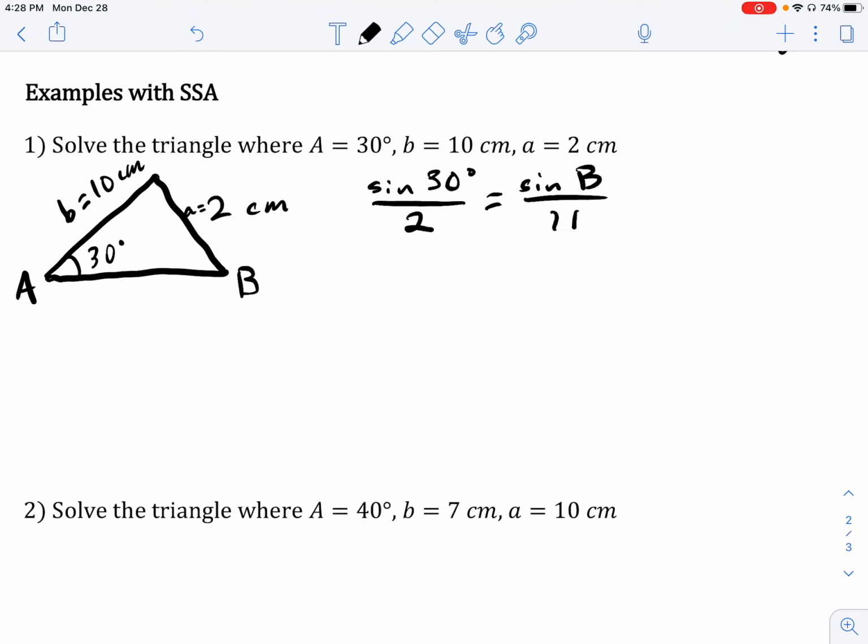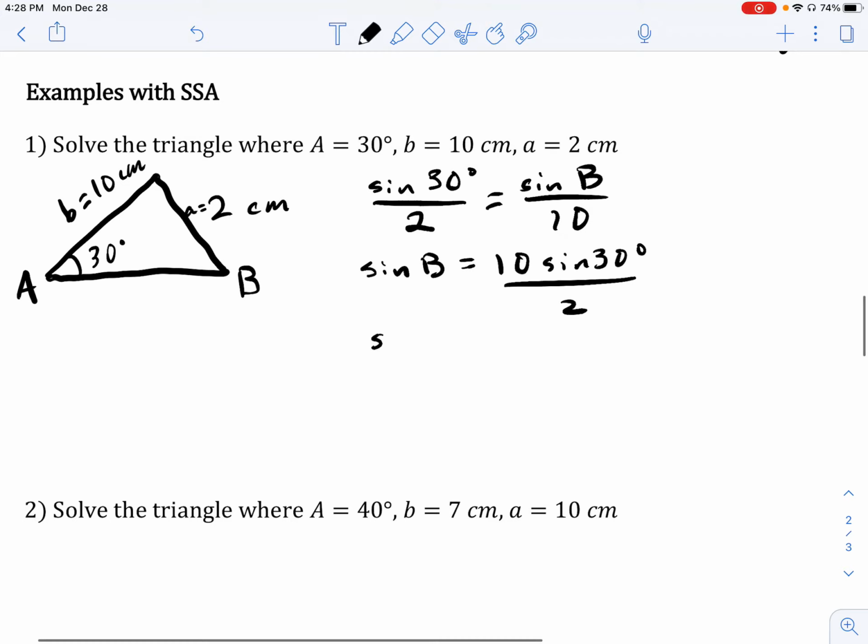over its opposite side, 10. Now, when I start solving this, I'm going to cross multiply to isolate sine B. So I'm going to say sine B is equal to 10 times the sine of 30 degrees, all of this divided by 2. Now, you could grab your calculator here if you wanted to, and you would say sine B is equal to 5 times sine 30, since 10 divided by 2 is 5. But if we remember how to evaluate angles in our unit circle, we could hopefully see that we wouldn't really need a calculator here. We can say sine of 30 degrees is simply 1/2.